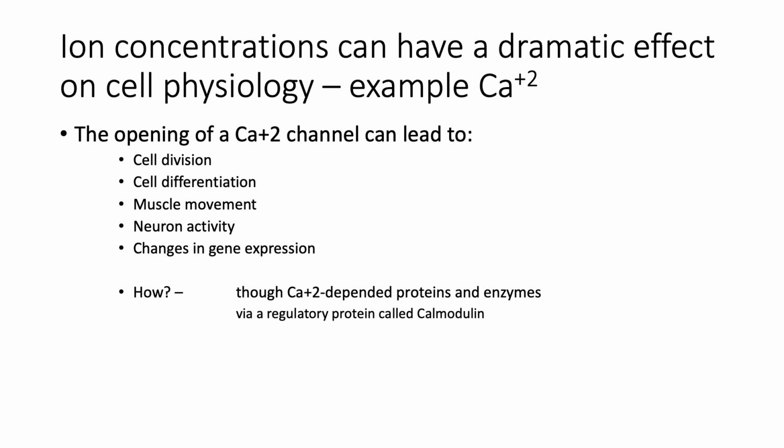So how does it do that? It does it through calcium-dependent proteins and enzymes. That is, calcium flows into the cell and has an effect on the activity of all kinds of different proteins and enzymes, leading to cell division or differentiation, movement, and so on. But it happens specifically through a particular protein called calmodulin. So we're going to talk a little bit about calmodulin. Calmodulin is a calcium binding protein.